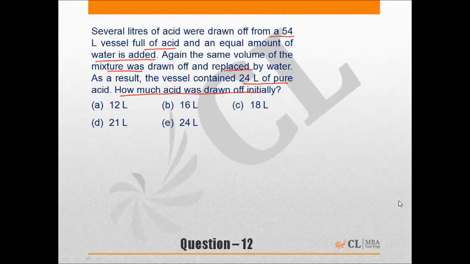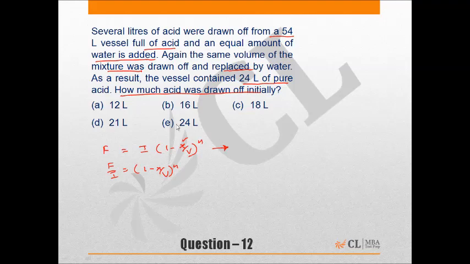This question, again, you could apply your formula of successive replacement, which is: final fraction of acid in the mixture should be equal to initial fraction into (1 minus x by v) raised to power n, where x is the quantity removed and v is the original quantity of the mixture. Or f upon i is equal to (1 minus x by v) raised to power n. So let's solve the question using the formula.